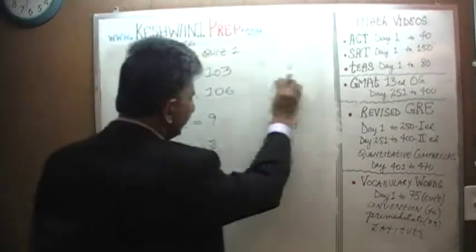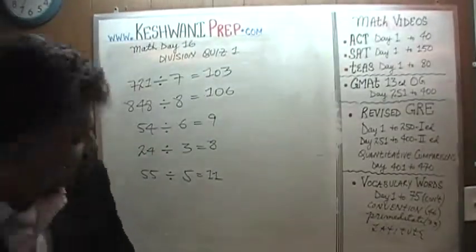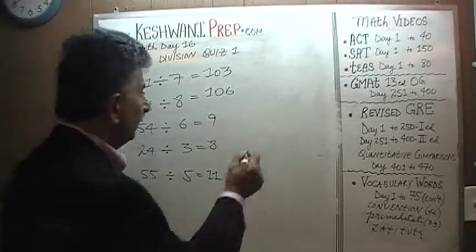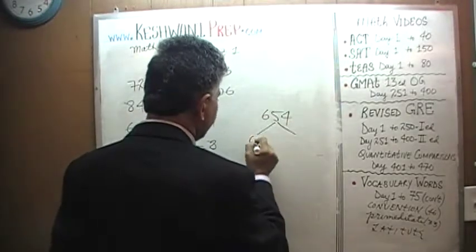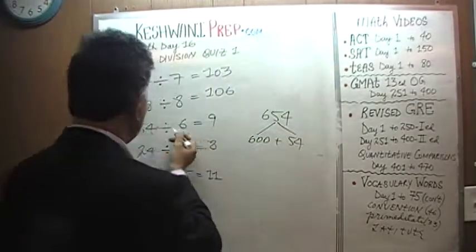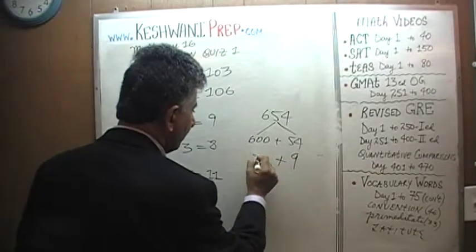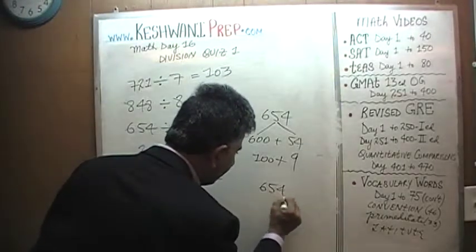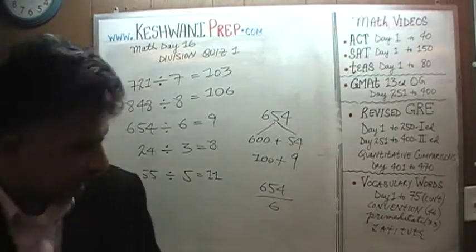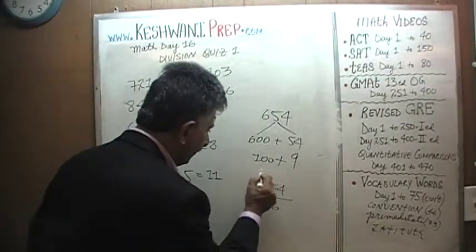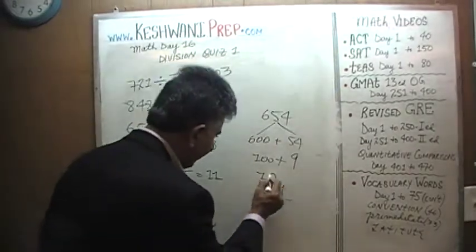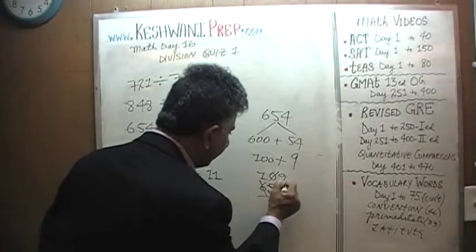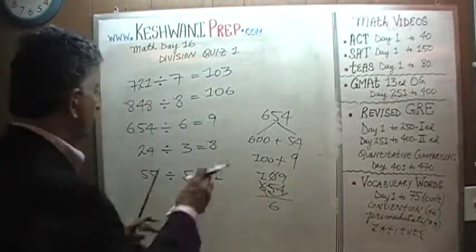Let's do one more. How about 654? You see the pattern? 654 is made up of 600 plus 54. 54, we know, is made up of 9 6s, and 600 is made up of 100 6s. 109 should be the answer. 654 divided by 6, we ask ourselves the exact same question, nothing different. How many 6s does 6 have? 6 has only 1 6. How many 6s does 5 have? 5 has no 6s. 5 goes and joins the 4, becomes 54, and 54 has 9 6s. And the answer is 109.